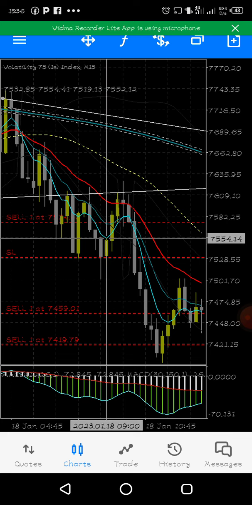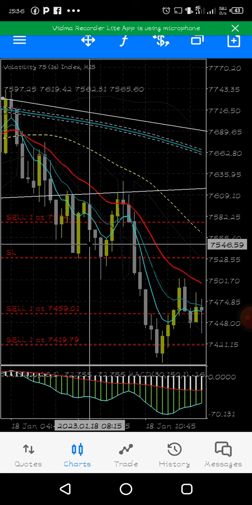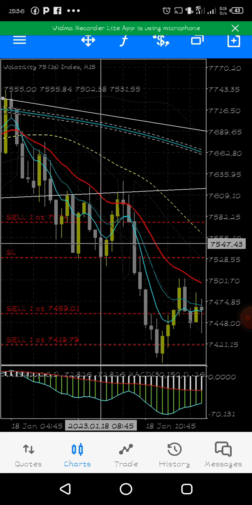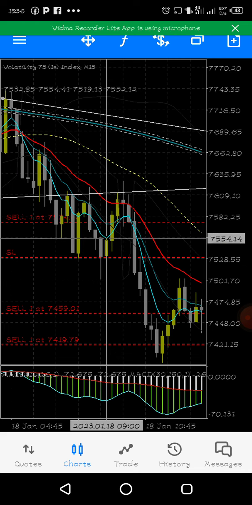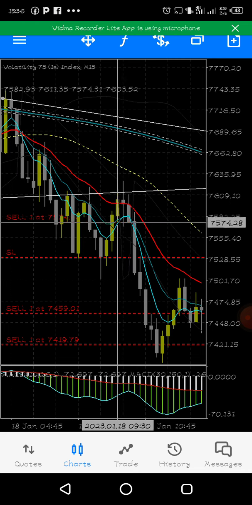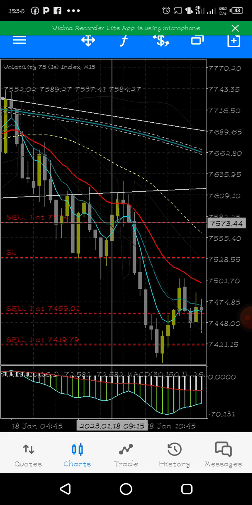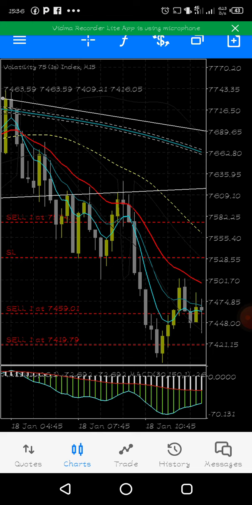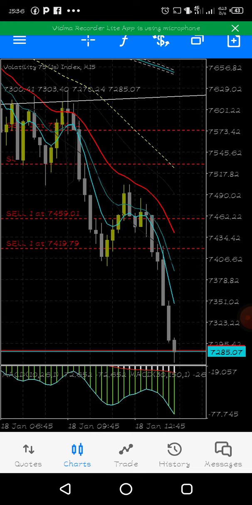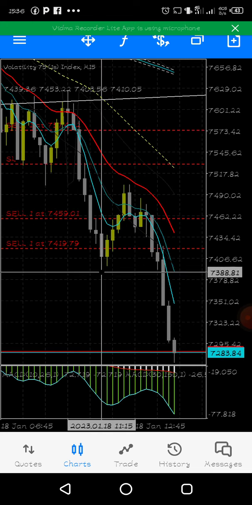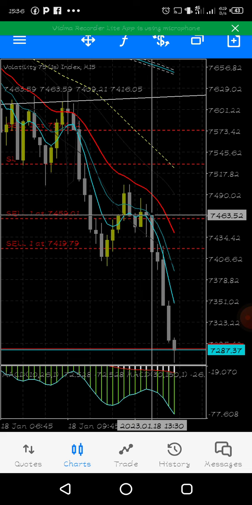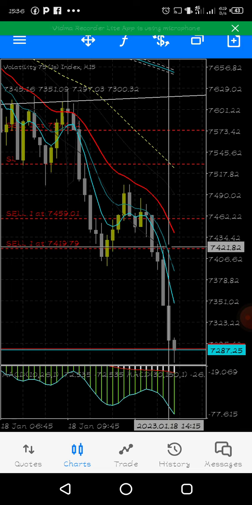Unfortunately, I wasn't there when this cross started, so I have to wait all the way to see a pullback. Immediately I got a pullback. This was the pin bar that gave me a level, a point to sell. Then I started booking my entries from here. I started booking my entries. I saw another retest here. I booked my entries. Then this was the final one.